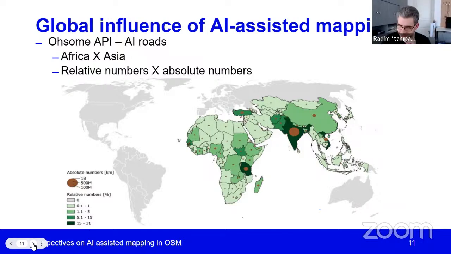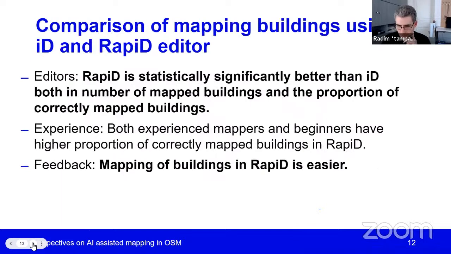Okay, next slide, please. So we did some experiments comparing mapping buildings and roads using iD and Rapid Editor, and the results are quite interesting. In the case of buildings, we can say that Rapid is statistically significantly better than iD Editor, both in the number of mapped buildings and also in the proportion of correctly mapped buildings. And both experienced mappers and beginners have a higher proportion of correctly mapped buildings in Rapid Editor.